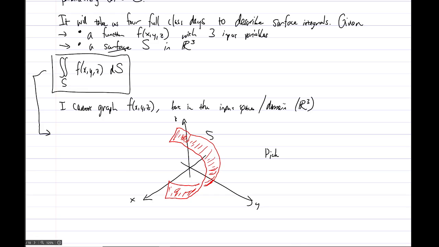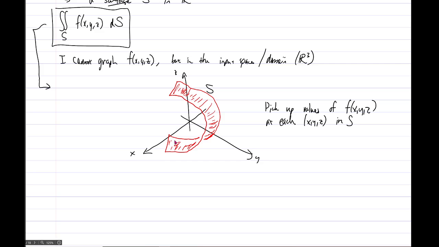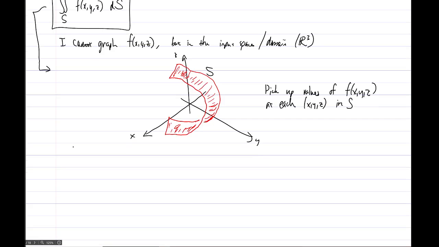What we basically need to do is pick up, if this is the surface, shown in red here, capital S, then values of f of x comma y comma z at each x comma y comma z which is in S. Okay, so in a nutshell, that's what a surface integral is going to be. Just to talk about where we're headed, and how do we do this?